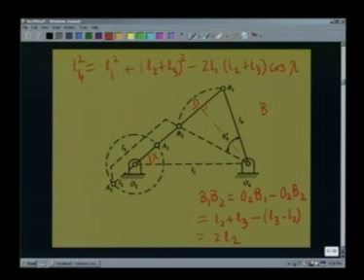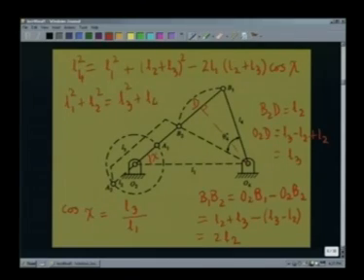So, B2D will be L2. So, O2D, which is O2B2 plus B2D, and O2B2 is L3 minus L2, plus L2, which is L3. So, cosine of this angle chi is O2D divided by O2O4. So, cosine chi is L3, that is O2D, divided by O2O4, that is L1. So, we substitute this for cosine chi here, and if we substitute this, we can easily show we will get L1 squared plus L2 squared will be same as L3 squared plus L4 squared.